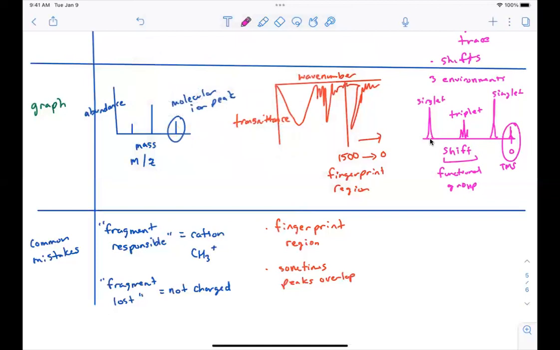NMR, there's a few things that you have to be careful about. Reading data table for shifts. Because you have to look really closely, but in data booklet, the hydrogen in question is bolded. And so some of them look very similar, but the H that's bolded is different in those examples. So you have to pay really close attention to that.